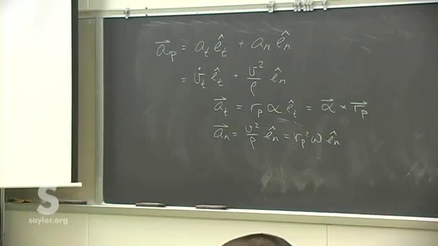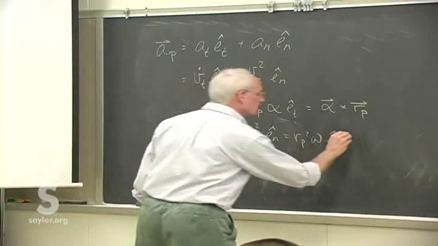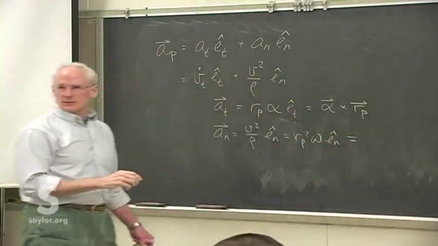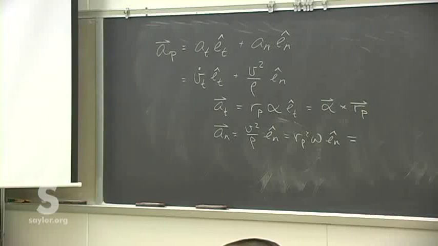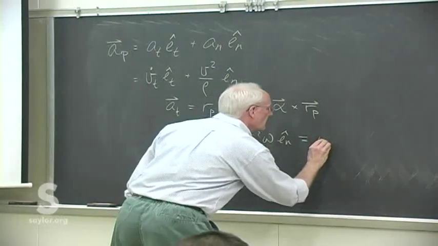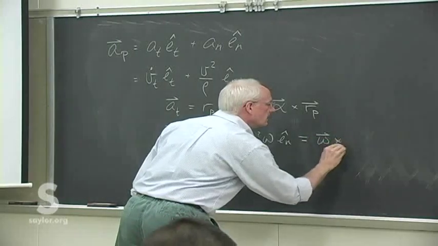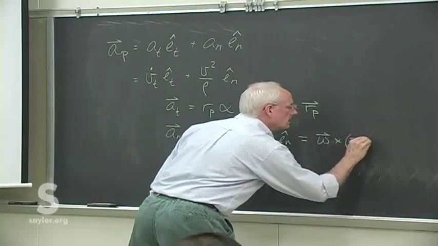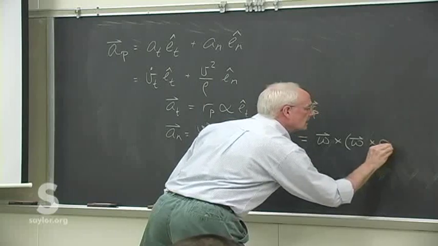This is also, however, a cross product. And it's a little bit more involved one. It's actually two cross products. It's omega cross R.